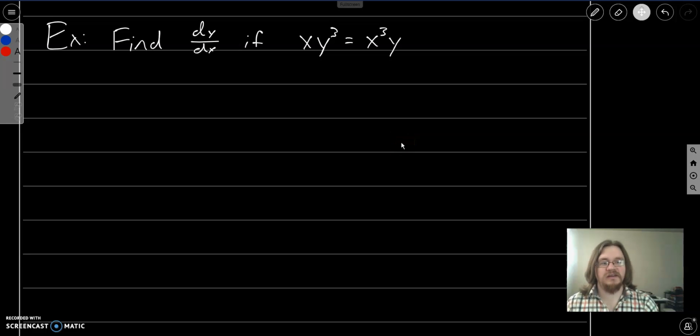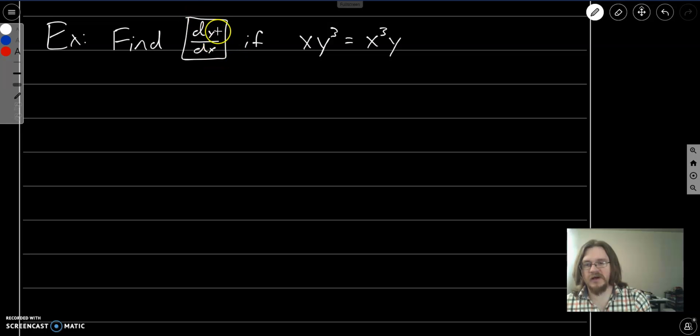Hello and welcome back. Let's continue to look at implicit differentiation. So for instance here, like I mentioned at the end of the last video, we were trying to find the derivative of y with respect to x. And one thing that we're quite often tempted to do is just try to solve for y, and then whatever function we get, we'll just take the derivative of that.